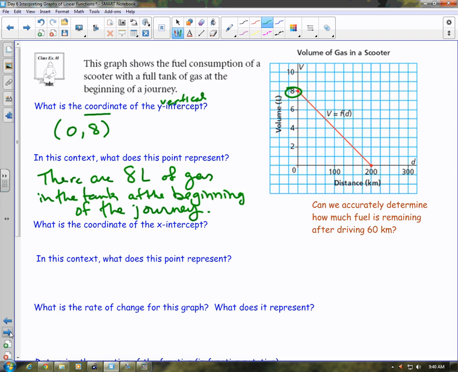All right, next question. So the first two questions were related to the y-intercept. The next two questions relate to the x-intercept. Question number 3 says, what's the coordinate of the x-intercept? Again, it's going to be an ordered pair, and we know that the y value of the x-intercept is automatically going to be 0.